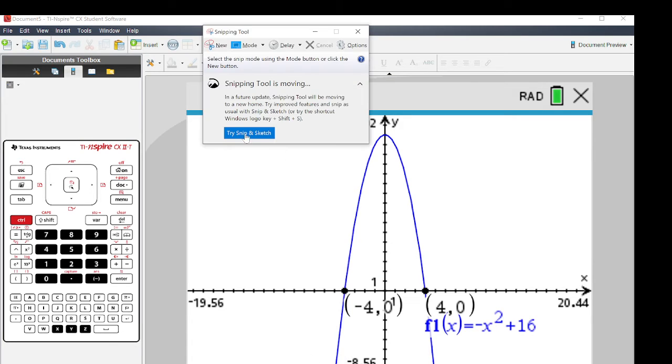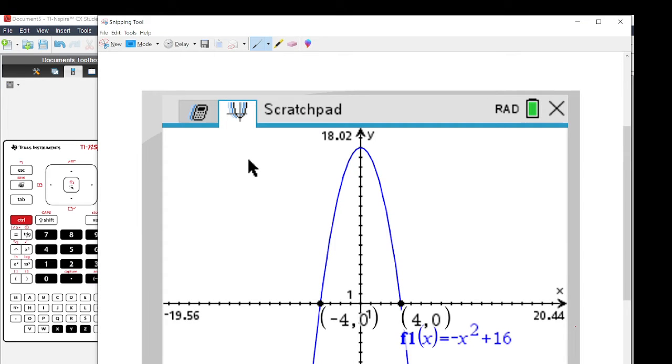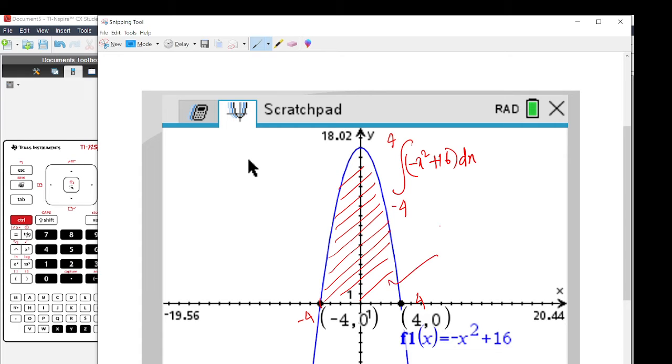So let's take the screenshot of it. Here we are. It is intersecting at -4 and +4, and when I am finding the integral from -4 to 4 of negative x square plus 16 dx, basically the graphical interpretation is that we are looking at the area between the curve and the x-axis. So this area is 85.33 square units, and this we got using our calculator.